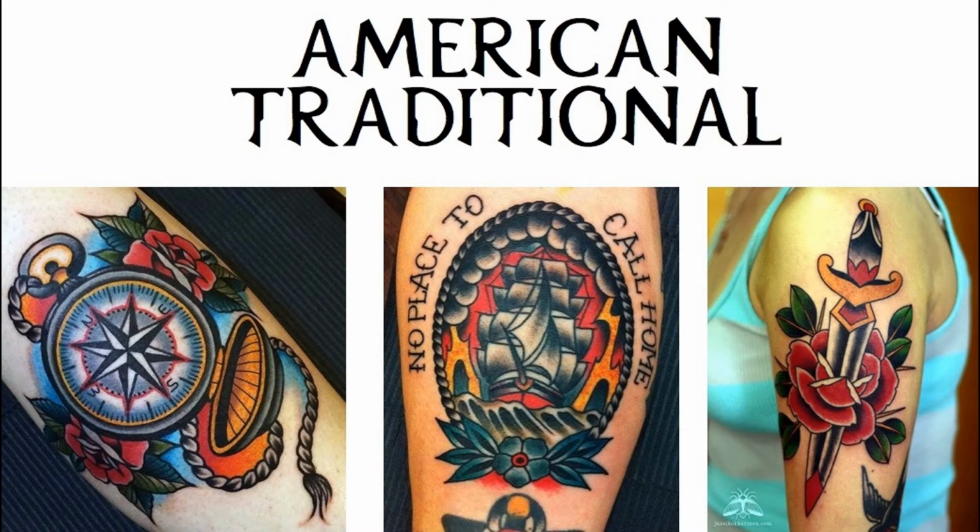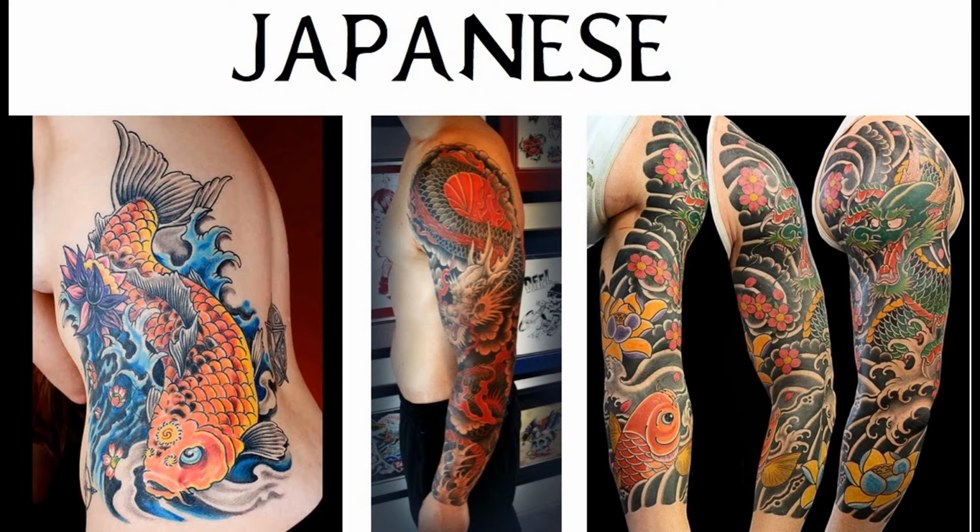Specific tattoo styles rely the most on lines. American traditional is a style that uses bold lines to make it easy to read. Japanese is a style that uses small, complex lines to create intricate detail.